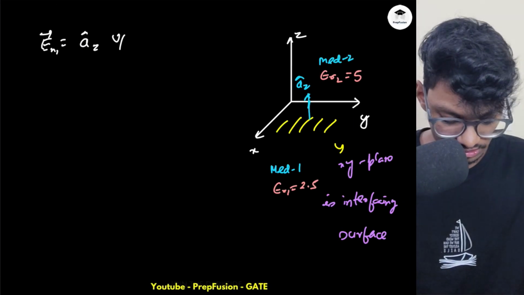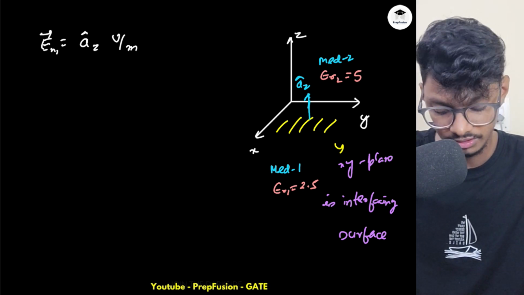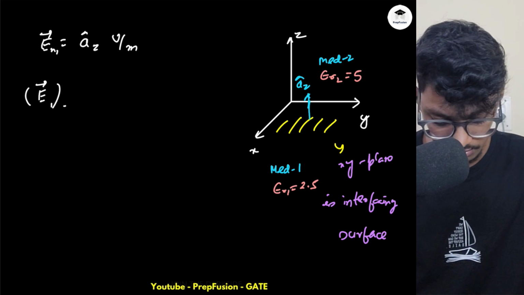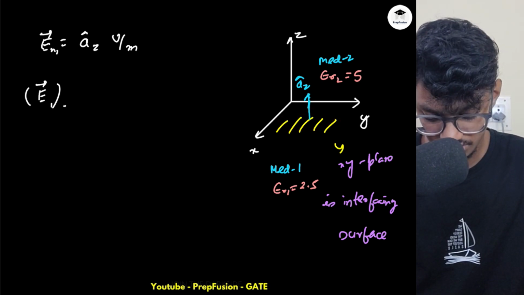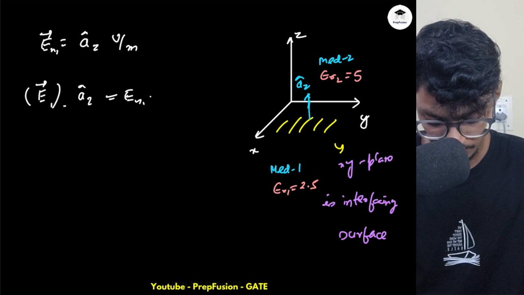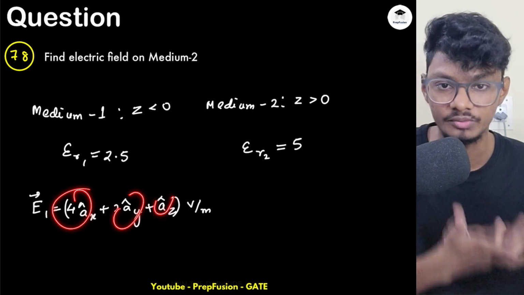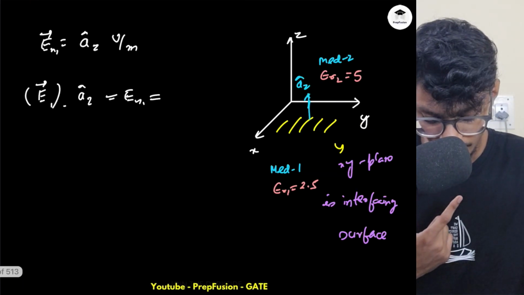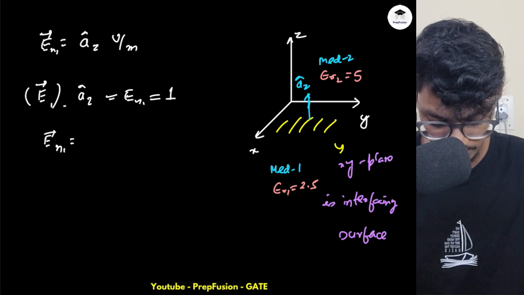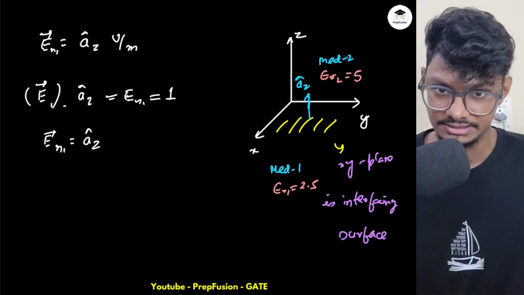Now if you want to do it with a simple formula, like we have derived it, you simply do E1 dot the normal to the interfacing surface, that is az cap. This will give me the component En1. If I take the dot product with az, this will be 0, this will be 0, this will be 1, so I get only 1. And the normal component will be in the direction normal to the surface itself, so it will be az cap.